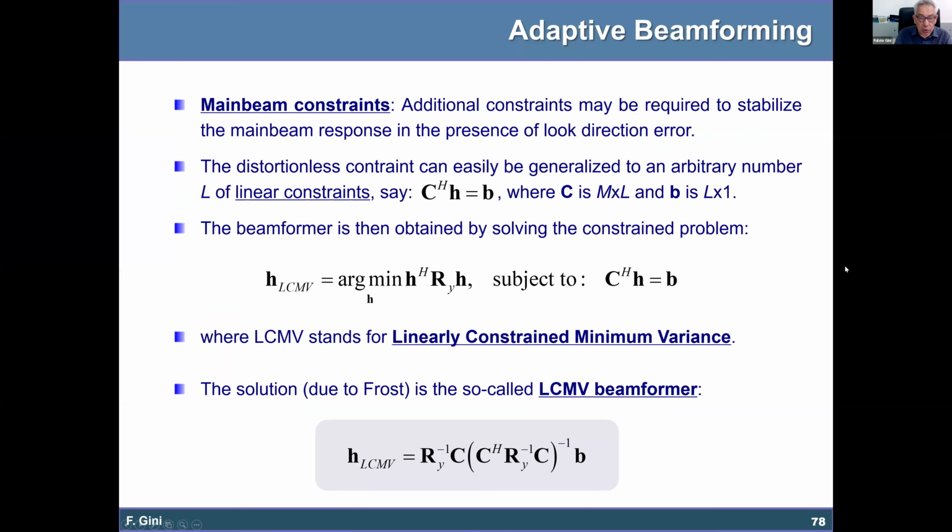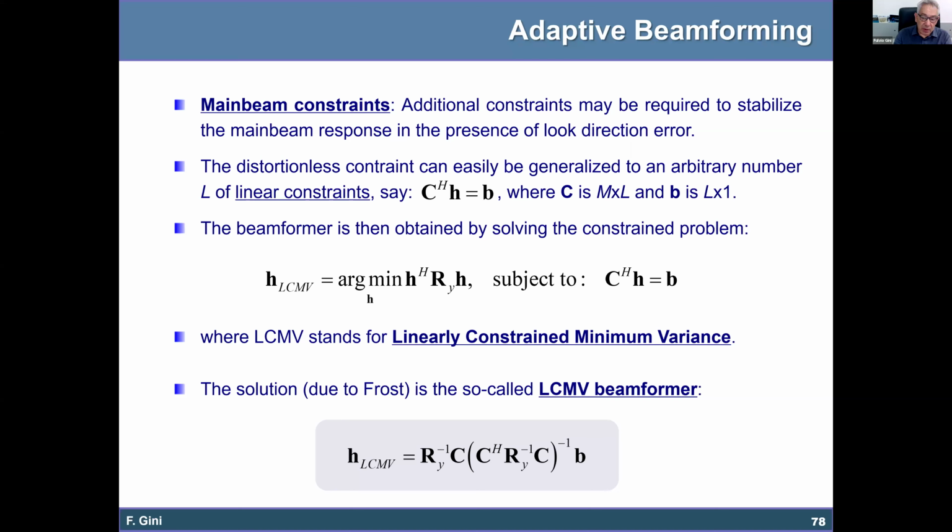So I want to talk about something that concerns adaptive beamforming. So we go back to the previous chapter, because there is something I initially skipped because I was not sure to have time. Now I think we have enough time. So I would like to say something about a generalization of Capon, which is called linearly constrained minimum variance.